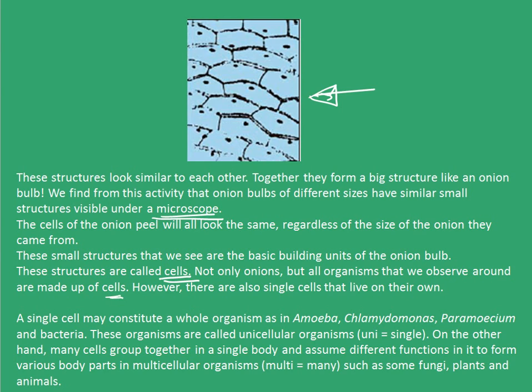However, there are also single cells that live on their own. A single cell may constitute a whole organism, as in the case of Amoeba, Chlamydomonas, Paramecium, and bacteria. These organisms are called unicellular organisms, which means single-cell organisms. On the other hand, many cells group together in a single body and assume different functions in it to form various body parts in multicellular organisms. Multi means many, such as fungi, plants, and animals.